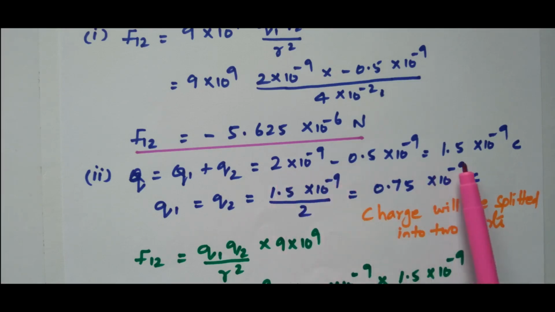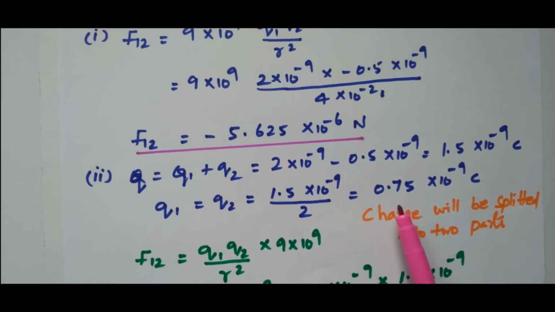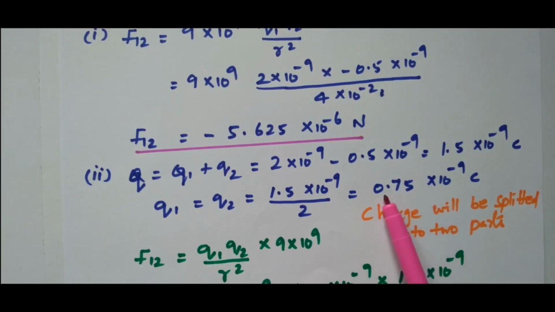Both are added together. What we got? 1.5. But while splitting, the nature of the charge is it will split into two equal parts. That is one property of the charge. Charge will be split into two equal parts. So Q1 and Q2 equal half of this value. 1.5 into 10 to the power minus 9, divided by 2, means 0.75 into 10 to the power minus 9 Coulomb. It is split into exactly half.